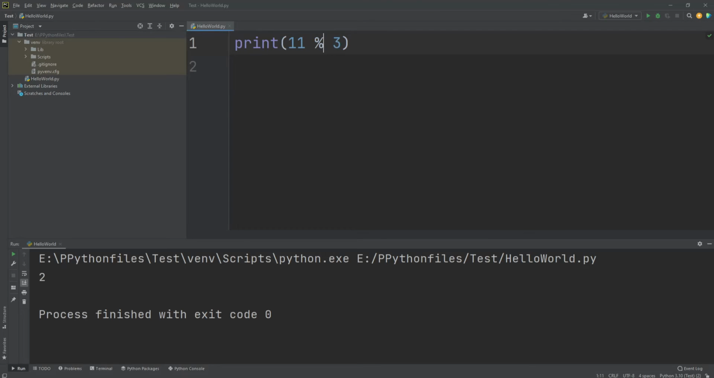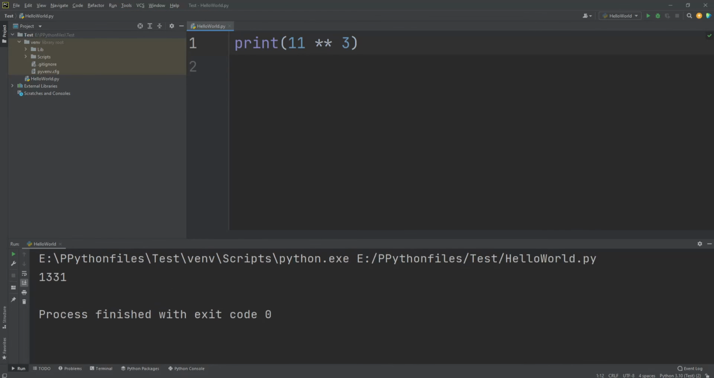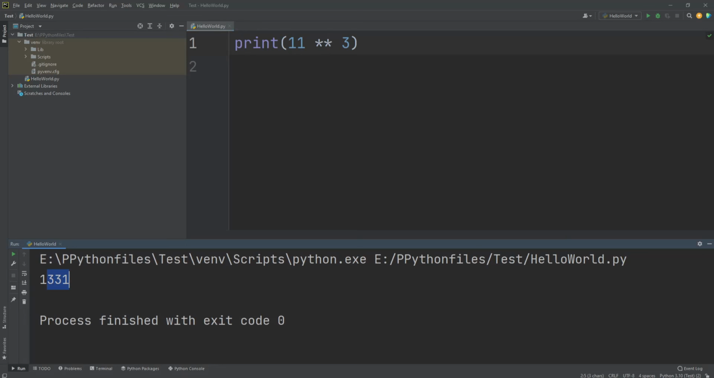Finally, we also have exponents, or powers. Basically, we have multiply, so 11 times 3 will be 33. But if you put 2 multiplications together, it will raise it to the power. So 11 times 11 times 11. So 2 asterisks. Run it. And as you can see, it gives me 1,331.